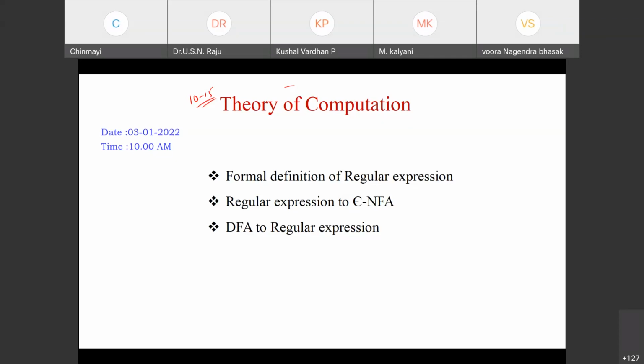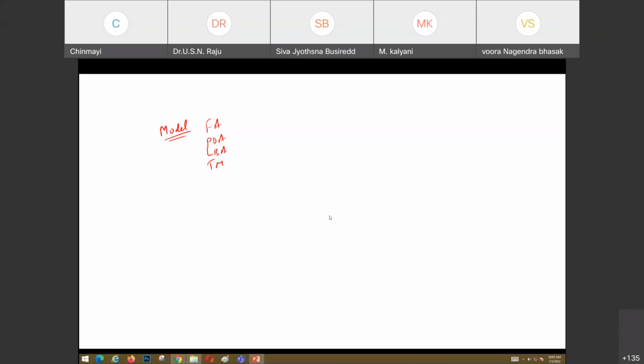Okay, right. So previously, regarding this subject, we thought of designing models, and the models can be of different types: finite automata, pushdown automata, linear bounded automata, and Turing machines. And why do we need modeling? This is to give the solution. Out of these, we started with finite automata.